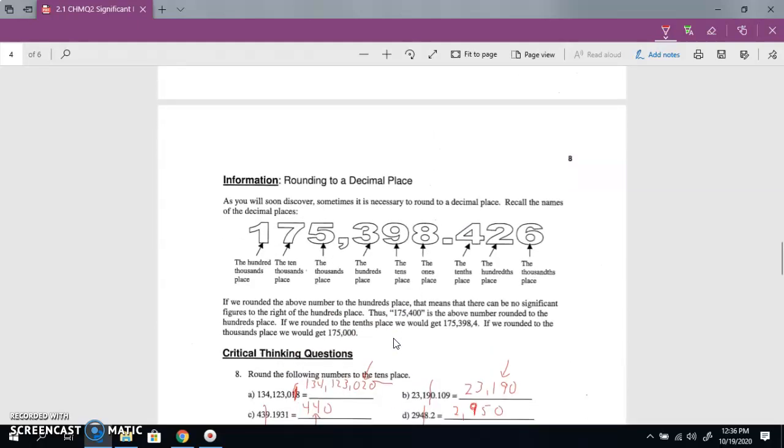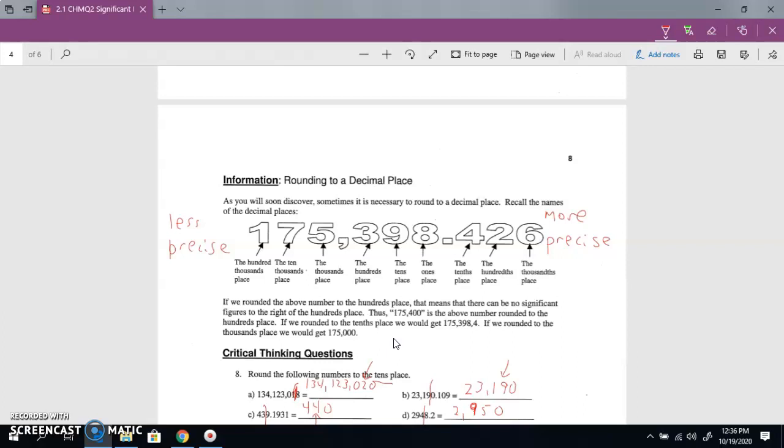I want us to go up here and I want us to write on the left hand side less precise, and on the right hand side more precise. What this means is that the most precise significant figure or placeholder value here is in the thousandths place, and the least precise significant figure or placeholder value here is in the hundred thousandths place.